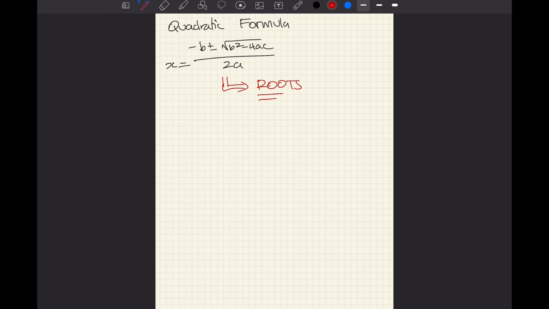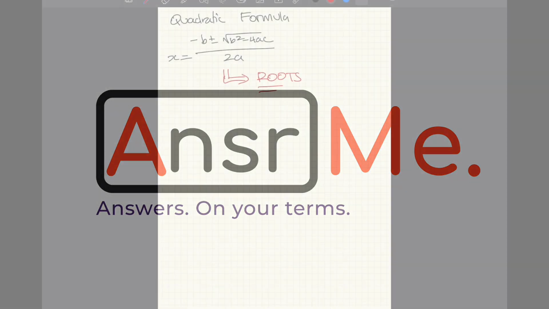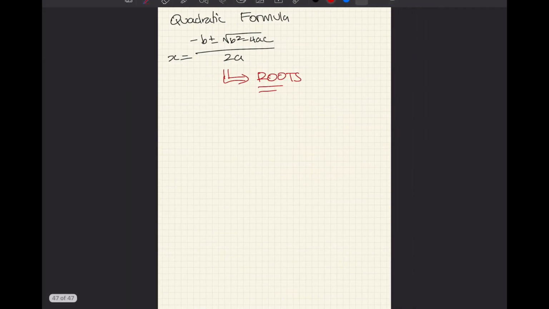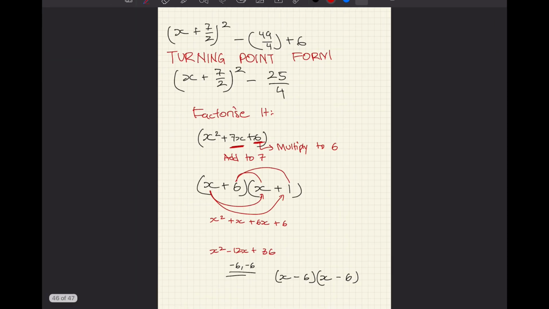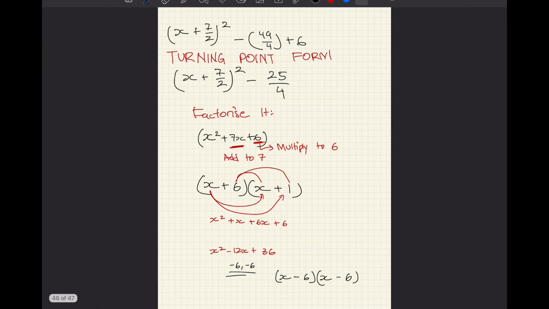In today's video, we're going to be looking at how we can use the turning point form and factorization to solve for the roots of a quadratic. Let's begin. Using the turning point form and factorization, we will have to solve a little bit. So why don't we do that now?